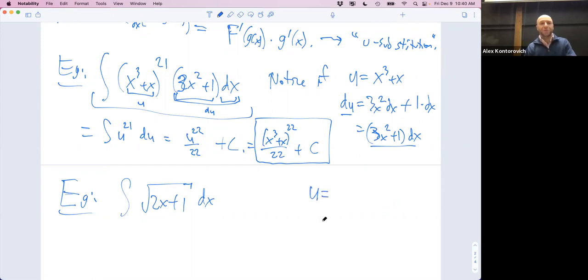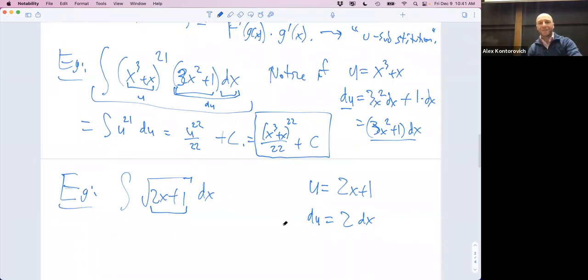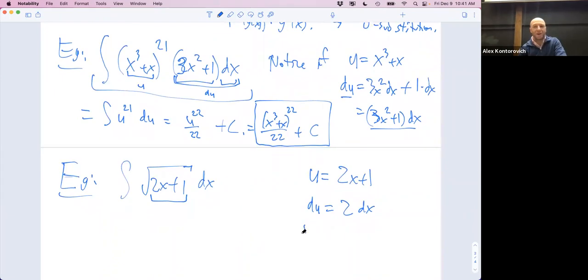What might we try as a u? How about making the inside of the square root a u? Maybe that'll make our lives easier, maybe not. So let's try u is 2x plus 1. Then what is du? 2 dx. Now I don't have a 2 dx. I have a dx. So 1/2 exactly. That's just a constant. That doesn't bother me at all. 1/2 du is equal to dx. Now I have all the pieces.